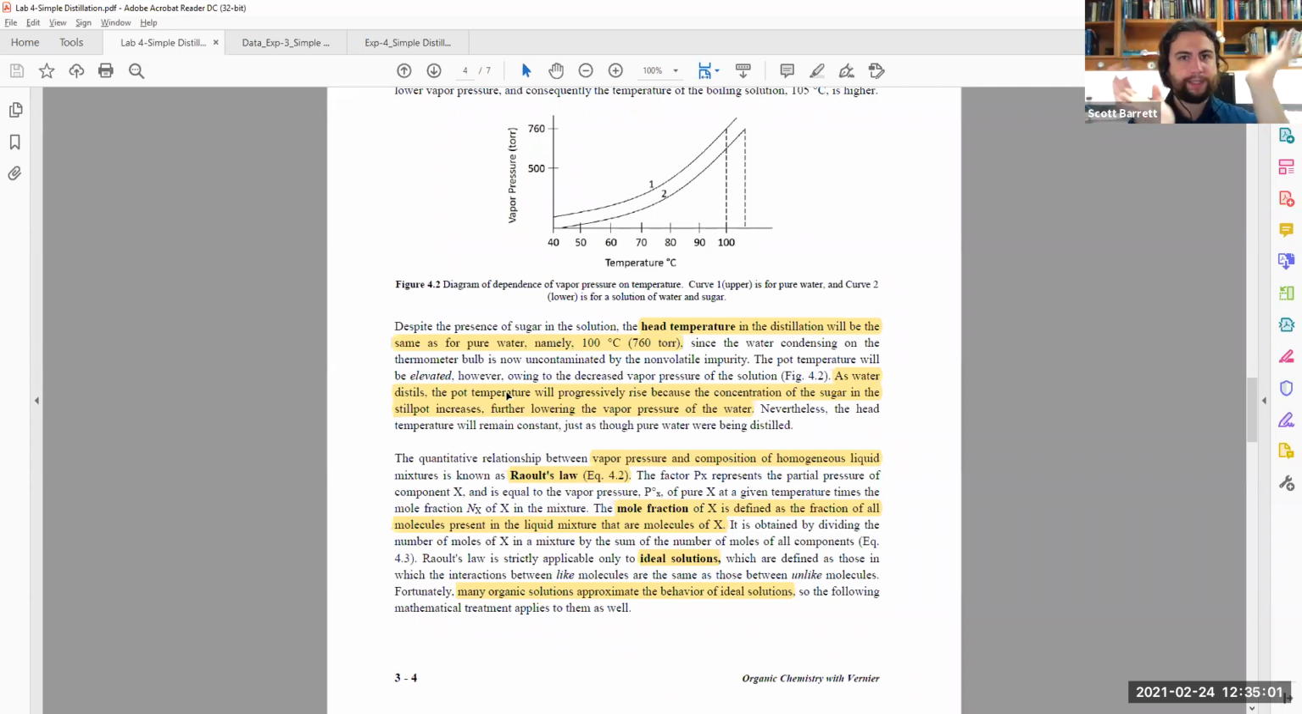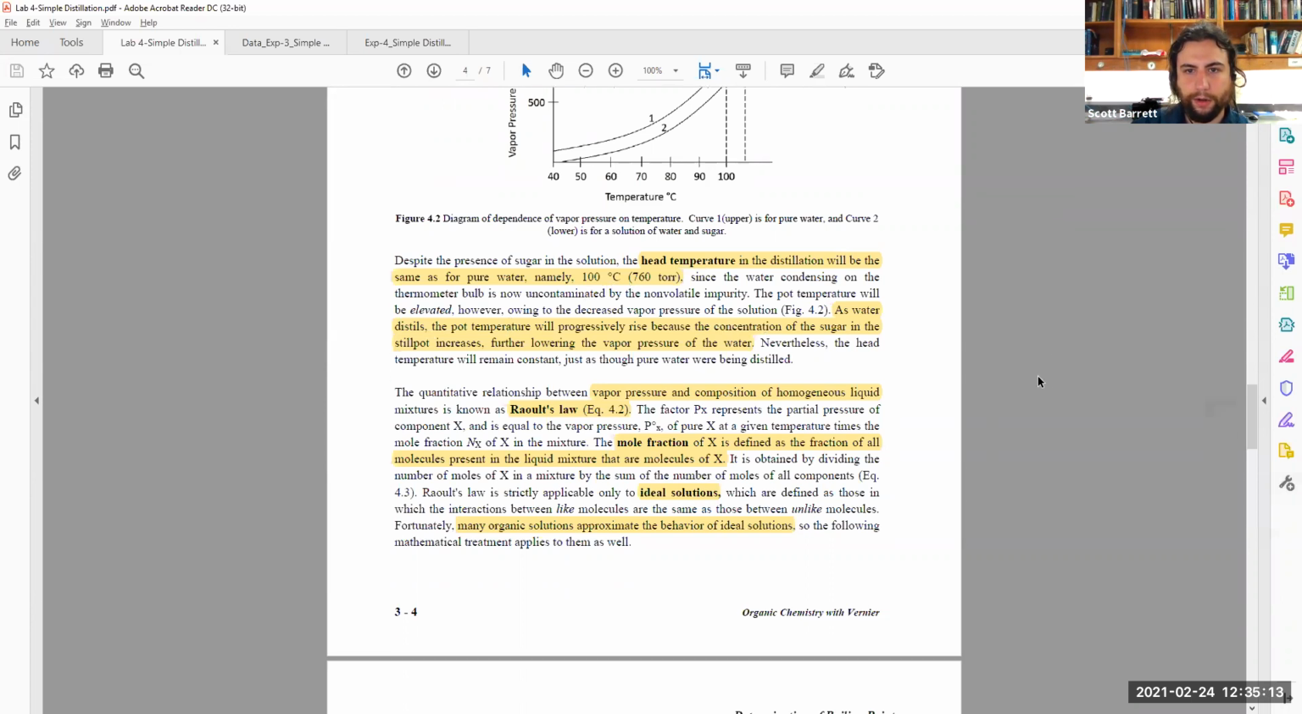And so what happens is, since we already know the sugar is increasing the boiling point of the solution, then it'll further increase the boiling point more and more and require more energy to pull off more of the pure water. So nevertheless, the head temperature still remains constant because pure water is being distilled off. So that gaseous phase of pure water meeting up at the still head is still going to be 100 degrees Celsius.